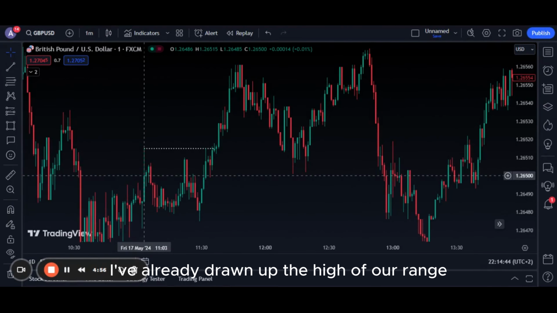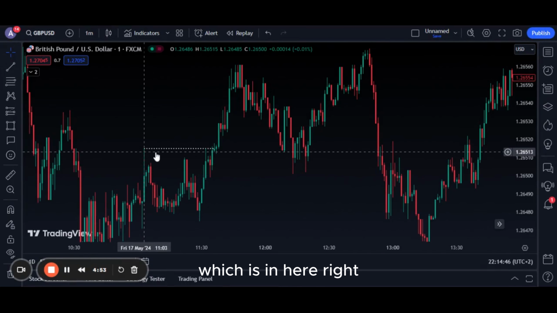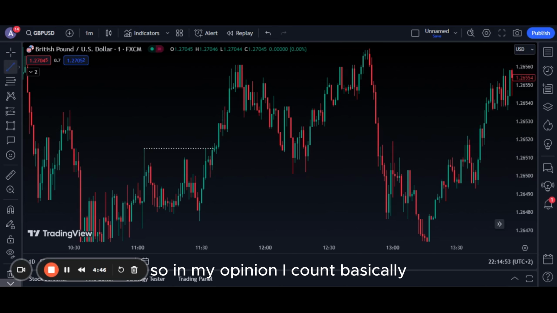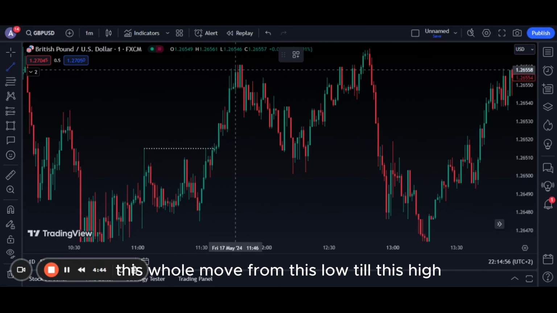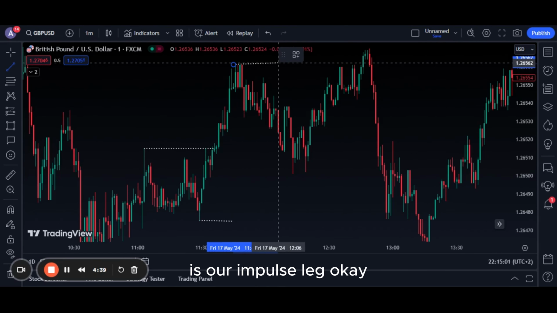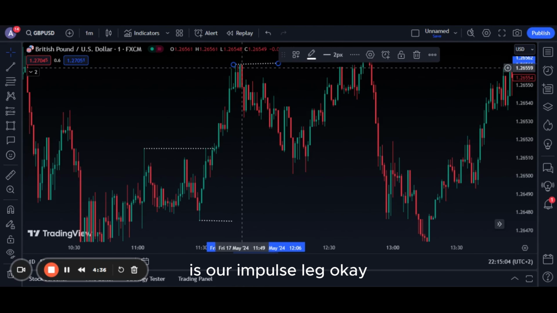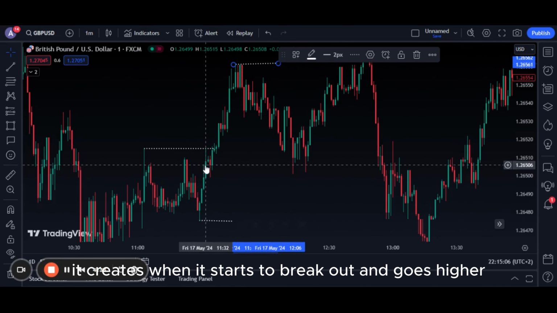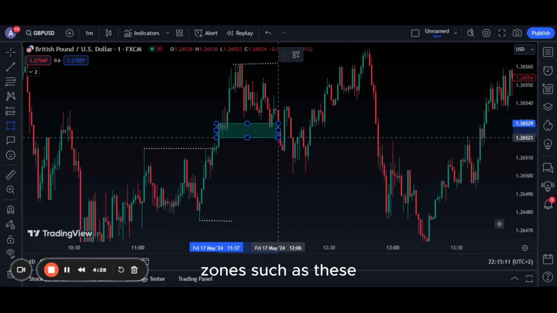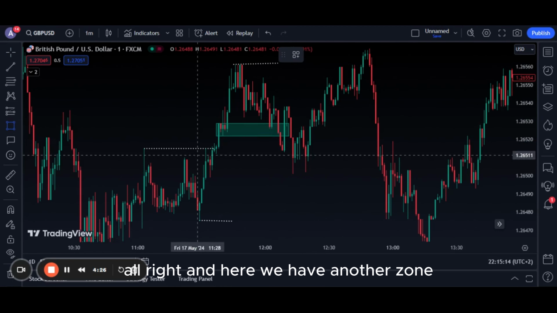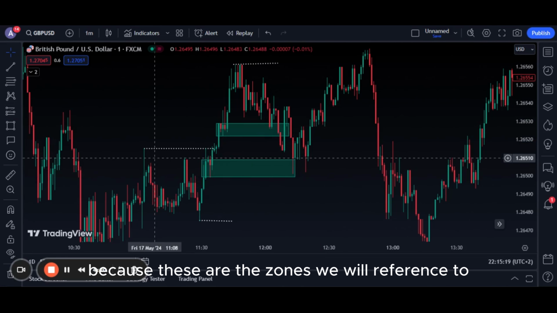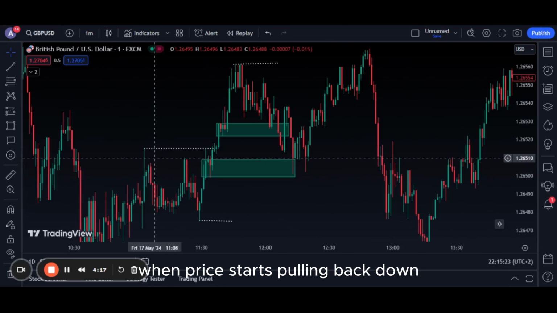Now, in this situation, I've already drawn up the high of our range, which is in here, right? So this is where the price broke out of. So in my opinion, I count basically this whole move from this low till this high as our impulse leg. Okay, and the zones it creates when it starts to break out and goes higher, zones such as these. All right, and here we have another zone. I take them into account because these are the zones we will reference to when price starts pulling back down.